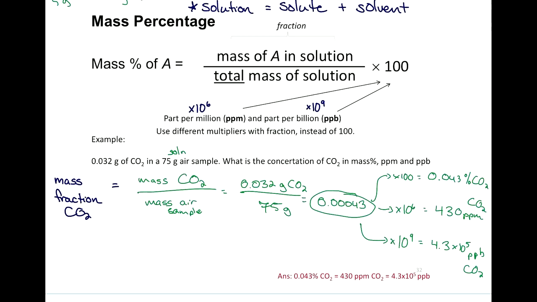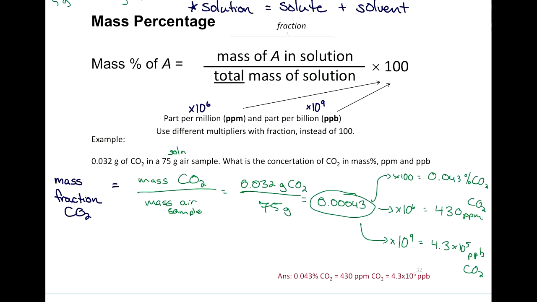If you start with the mass fraction first and then multiply by either 100, 1 million, or 1 billion, that's how we go from percent to parts per million and parts per billion. The reason why you might want to use these different concentration units, these different multipliers, is that one of these answers looks the best to our eyes. If we had to read a research paper with a bunch of different concentrations of CO2 in air, which unit of the three is the best to look at?